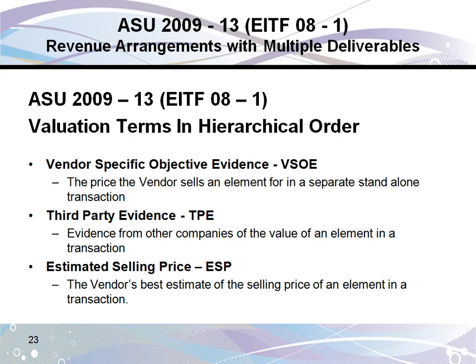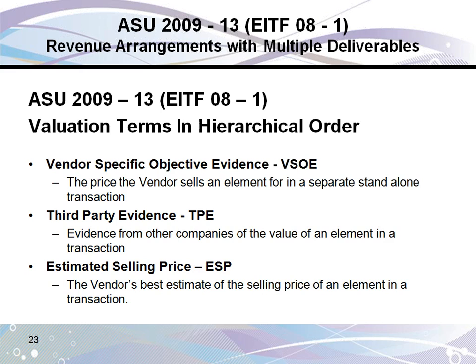To apply values to the items that we've separated out, now that we've separated out our transaction into our various elements, we're going to look at the different valuation methodologies that we have and apply one of these to create a value for that element. The first one is vendor-specific objective evidence. A lot of people are familiar with this because that's been in place in software revenue recognition and EITF 00-21 revenue recognition for a number of years now.